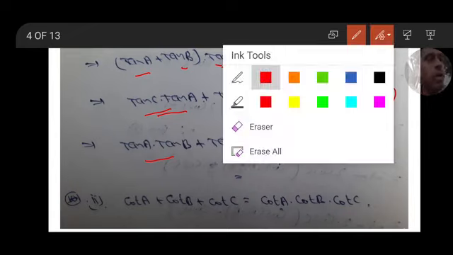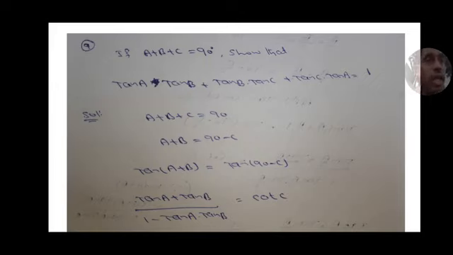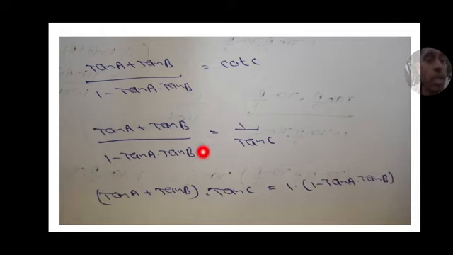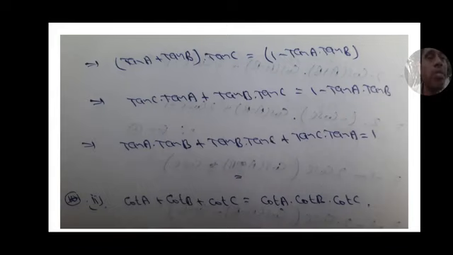Okay, this is a plus b plus c equal to 90 degrees, not 180. In a triangle we have to take 180, but here it is mentioned a plus b plus c equal to 90. I am taking a plus b equal to 90 minus c, applying tan. So tan of a plus b formula here, and tan of 90 minus c means cot c. Cot c means 1 by tan c, cross multiplication. Okay, cross multiplication and simplifying, we get the answer: tan a into tan b plus tan b into tan c plus tan c into tan a equal to 1.